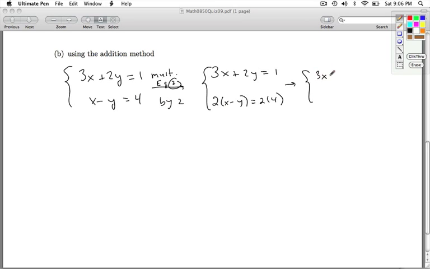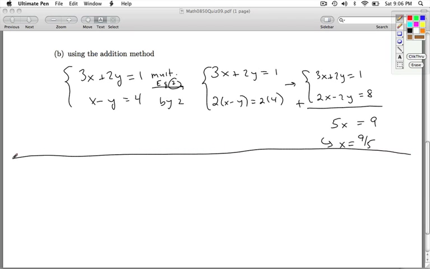So I get 3x plus 2y is 1, and distributive property, 2x minus 2y is 8. Now I'm all set to add the equations. 3x and 2x is going to give me 5x. When I add these, the y's will drop out. I get 5x equals 9. So by dividing both sides by 5, I get x equals 9 fifths, same as before.